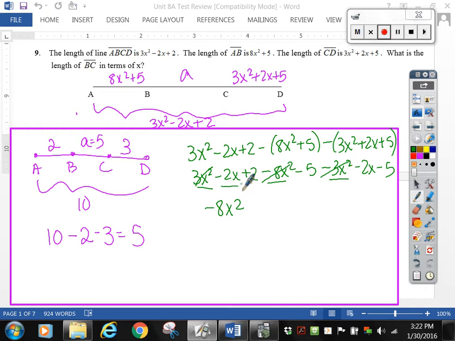Minus 2x minus 2x is minus 4x. Now I'm going to do my constants. 2 minus 5 is minus 3. Minus 3 minus 5 is minus 8. And I've crossed everything off. Yay!